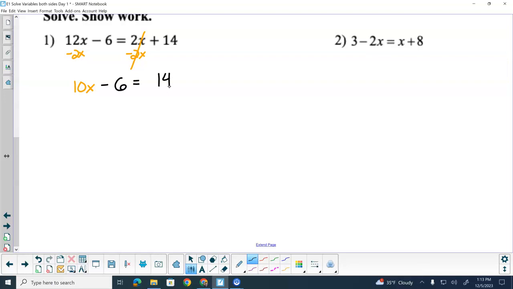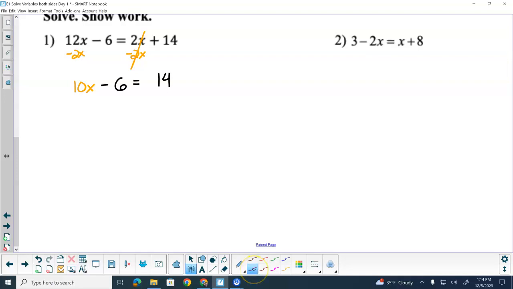Does it matter which side it goes on? Does not matter which side it goes on. You just got to make a choice. If you want to move variables to the left, numbers to the right. Numbers to the left, variables to the right. So now, 10x minus 6 equals 14.